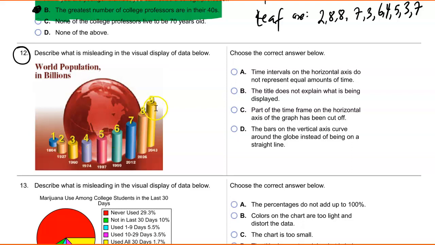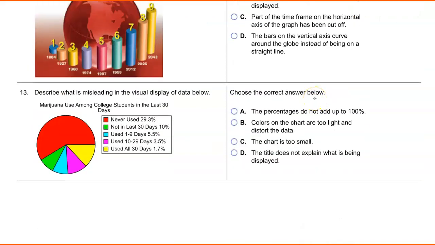And this is the visual display. But what is misleading here is, if you look at the time intervals on the horizontal axis, these are not equal. In other words, the difference between 1927 and 1960 is more years than between 1960 and 1974. That's why this is misleading, because the time intervals on the horizontal axis do not represent equal amounts of time.